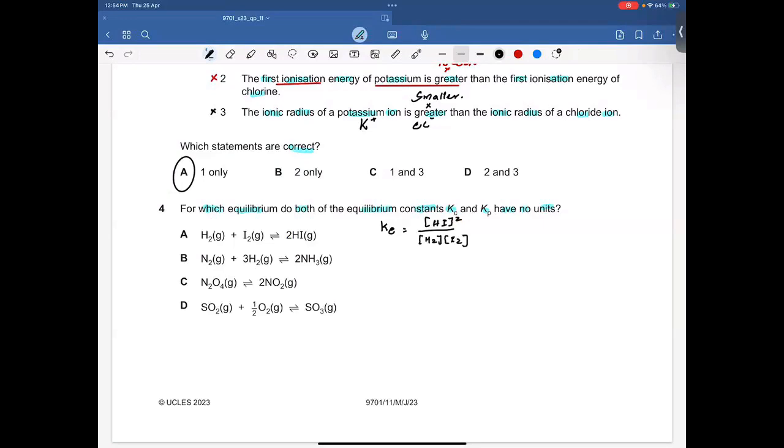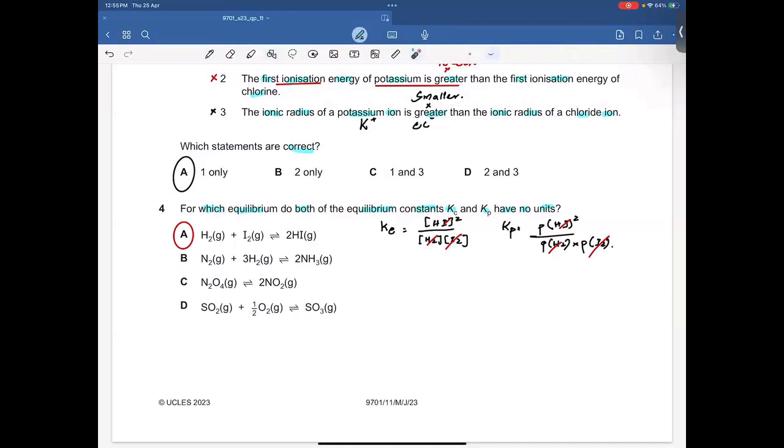Let me write the Kp expression. This is partial pressure of HI squared over partial pressure of hydrogen and partial pressure of iodine. So concentration units cancel out with each other. Similarly, partial pressure units also cancel out with each other, which means Kc and Kp in this scenario have no unit, which is why A is going to be the right answer.